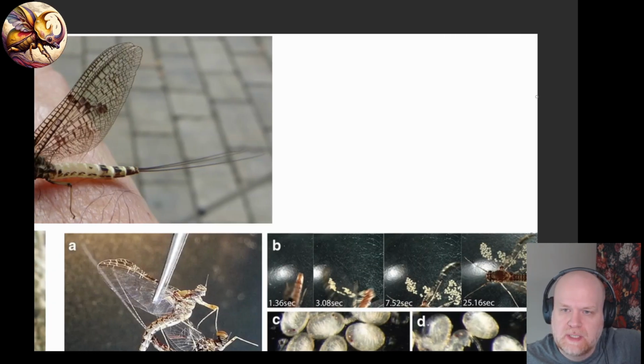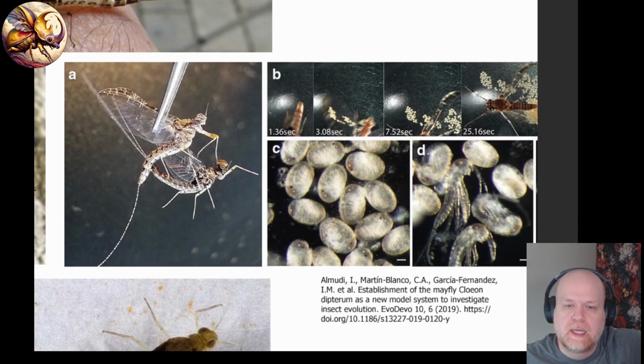Over here, this is from a research paper that I will link. So this is Cloeon dipterum. This is the male and female mating. The female is on top here, the male is on the bottom. The males have these enormous eyes that they use in those swarms to find the female.